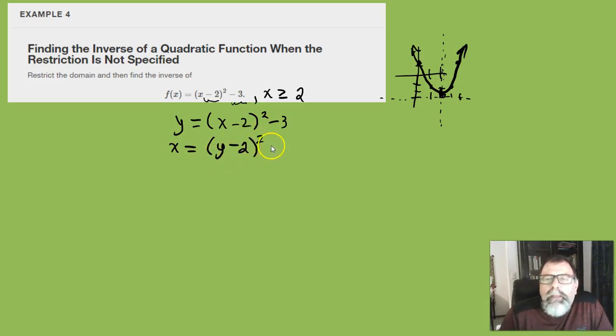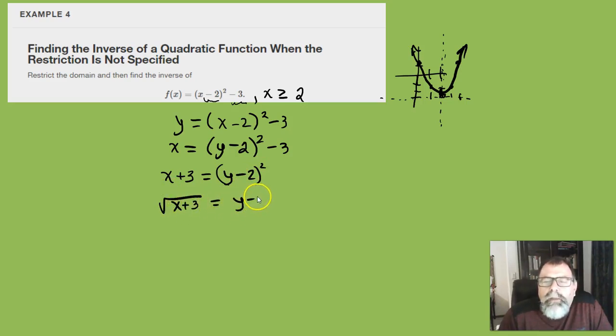Restricting it will make it a function, an inverse function. So now I'm going to solve it for y. So add 3, square root both sides. Now this is where you've got to decide which way you restricted it. If you wanted the right side and you're restricting it, x is greater than 2, this is going to be the positive square root.